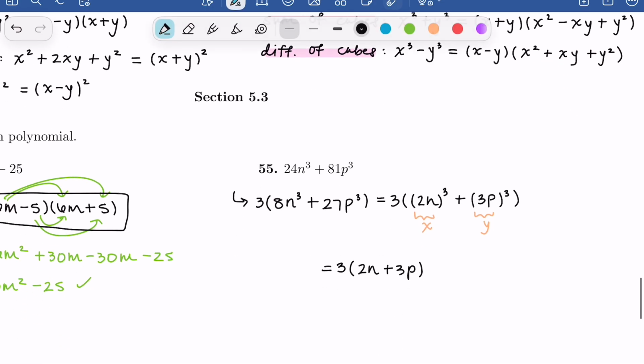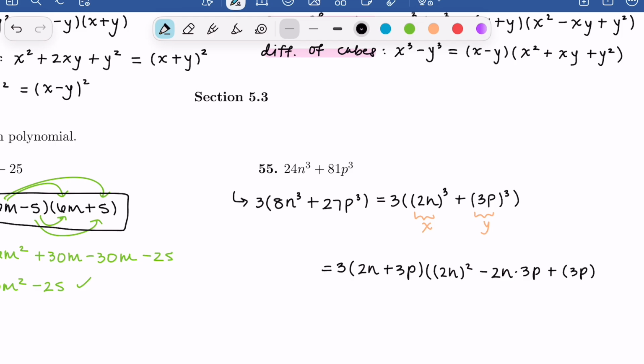So the first thing that we're going to have is our x value squared. So we're going to take 2n squared. Then we're going to subtract out x times y. So that would be 2n times 3p. And then we're going to add y squared.